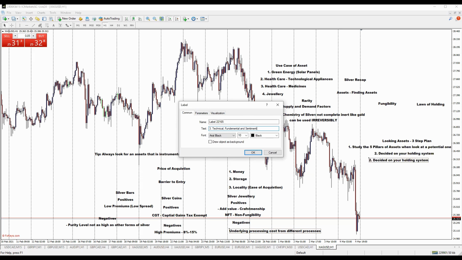Sentiment. Now, sentimental analysis, when it comes to looking at price charts, only matters when it comes to things that are commodities. So oil, gas, but for other things, the system is different. So you're going to have to see the difference. But technical, fundamental, sentimental analysis. These are these things here.